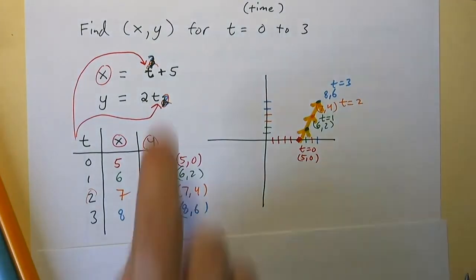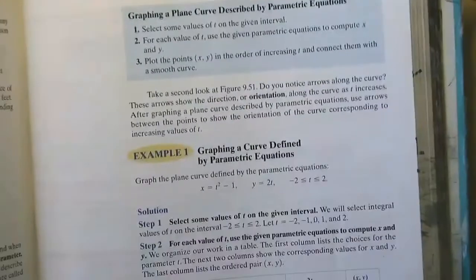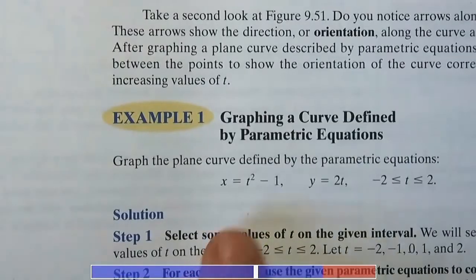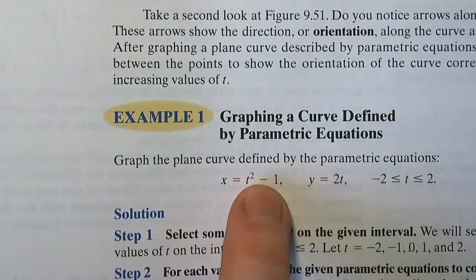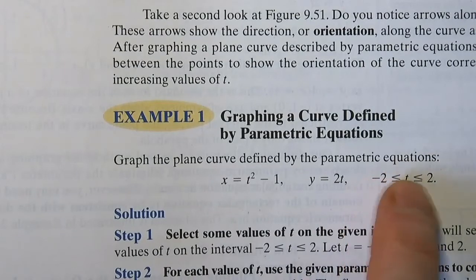So pretty cool. They could give you all types of equations. I'm going to show you one right here. It looks a little more realistic. Here they say, let's say x is t squared minus 1 and y is 2 times t. And they want you to go from -2 to +2. The time is between these.